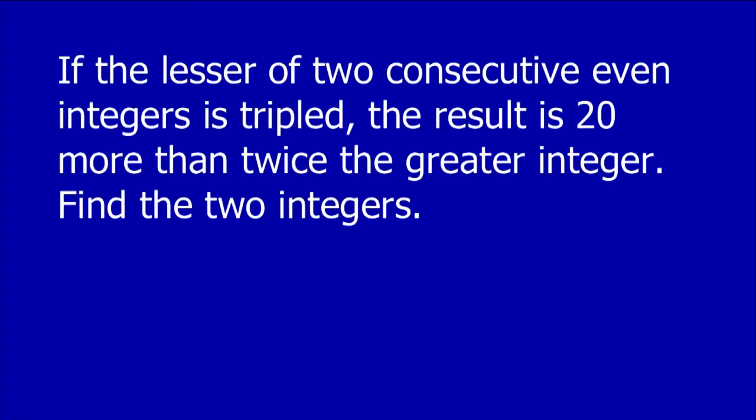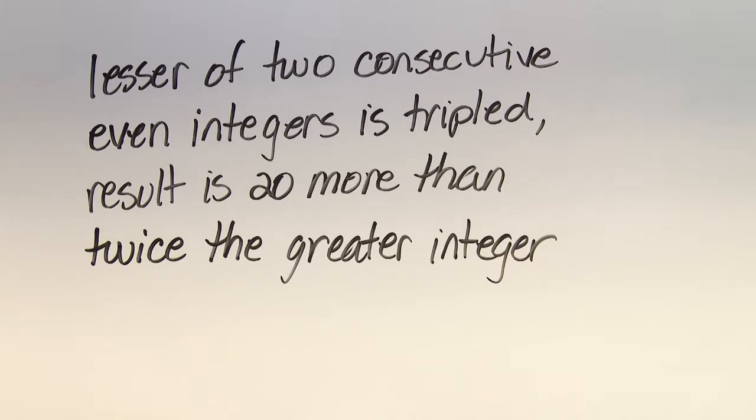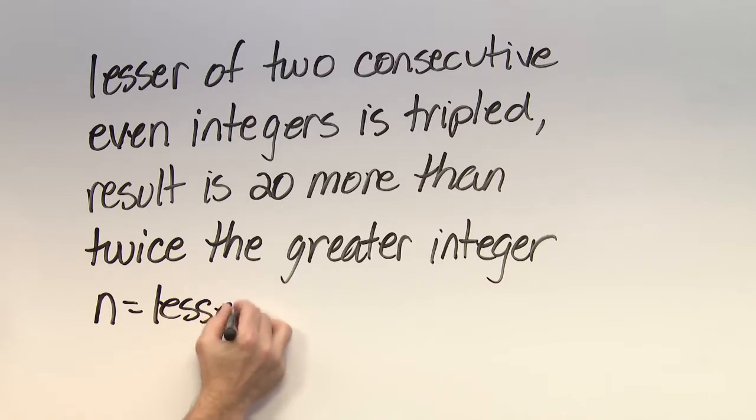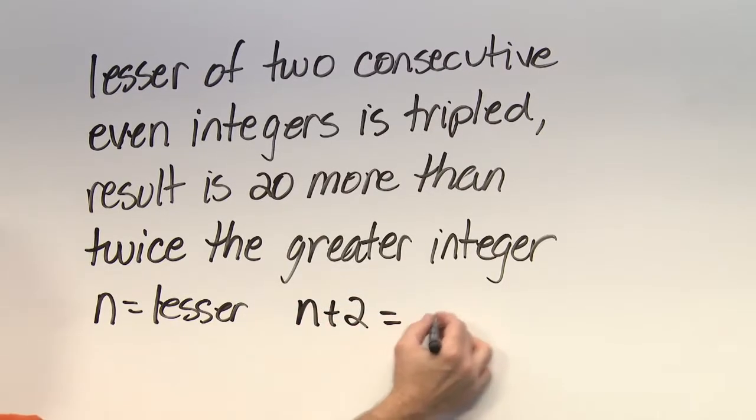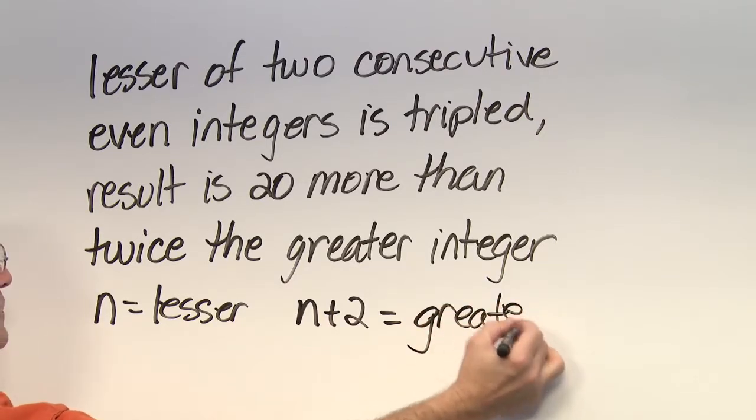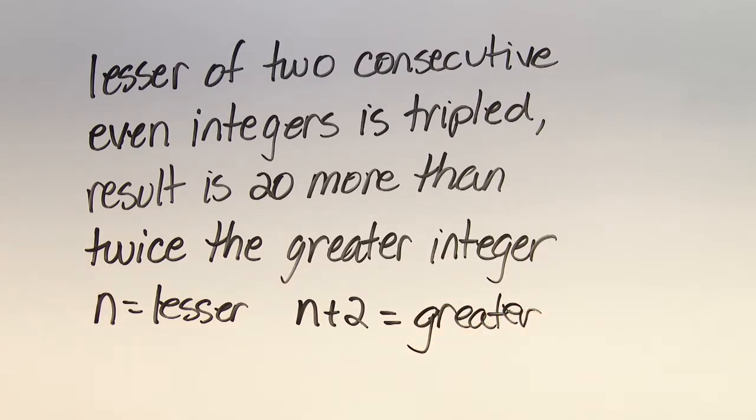If the lesser of two consecutive even integers is tripled, the result is 20 more than twice the greater integer. Find the two integers. So we begin this by letting n equal the lesser of the two consecutive even integers. And that means n plus 2 would be equal to the greater of the two consecutive even integers.